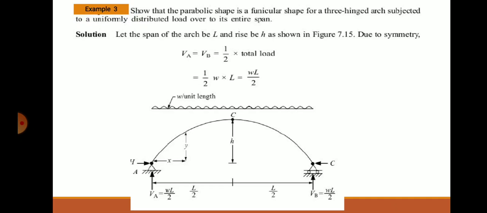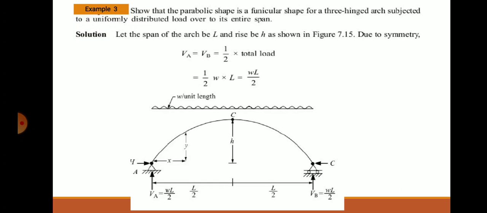Next, taking moment about C, what is H you are going to evaluate. So, this is a 3-hinged parabolic arch. Taking moment about C, WL by 2 into L by 2, minus H into small h, minus the UDL, w into L by 2 into L by 4. Solving that, you will get H is WL square by 8.